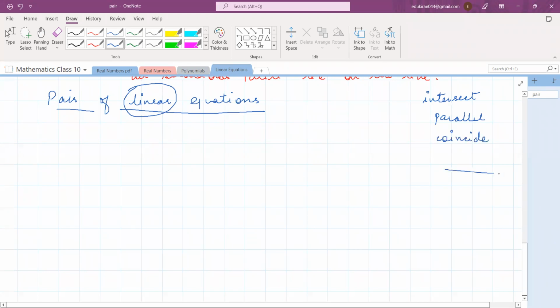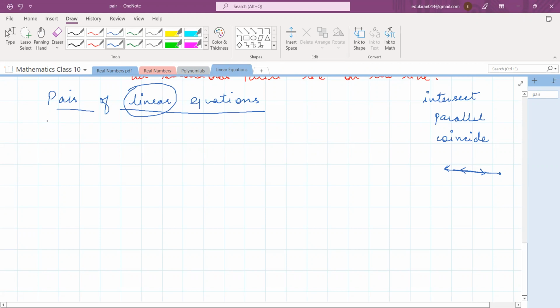Clear? Like one line is this, another line also falls on this one only, same line. So these are the three possible outcomes. Just keep that in mind. Yes, definitely three possibilities. So now you know all the terms: what is an equation, what is linear, what is a pair.